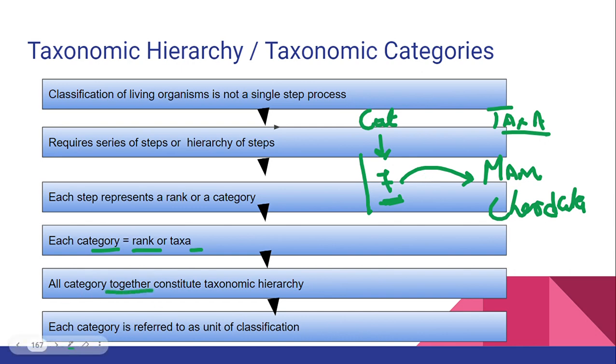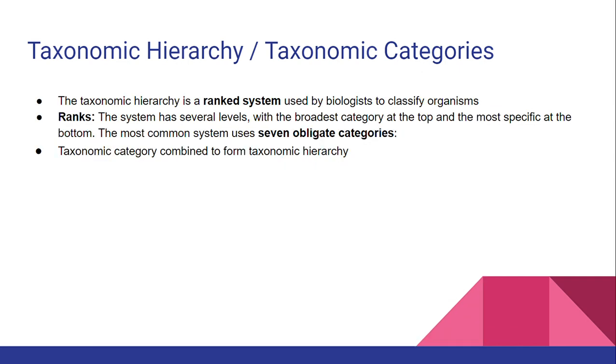Now, when I pile up all the categories together, these form the taxonomic hierarchy. What we studied, all these 7 categories are in sequence. It starts with kingdom and ends with species, right? This is what we studied in the previous class, correct? Now, each category is referred to as a unit of classification. In each category, we put a group of organisms. So we call it a unit of classification, right?